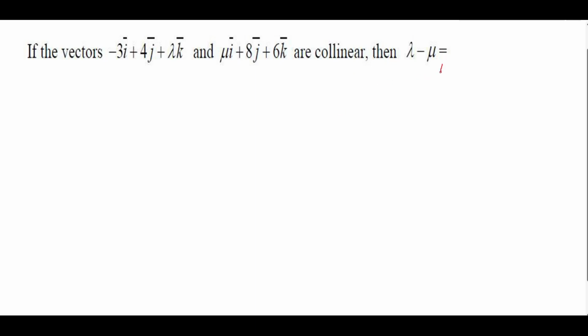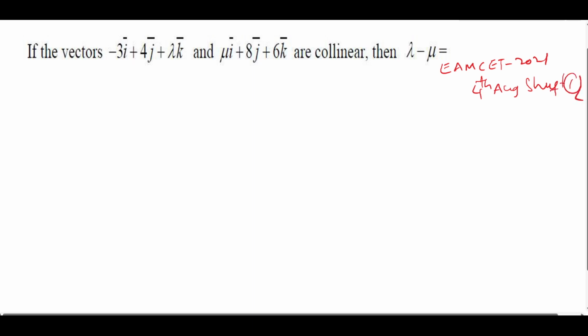This is the first question, Eamcet 2021, 4th August shift 1 question. If the vectors minus 3i plus 4j plus lambda k and mu i plus 8j plus 6k are collinear, then the value of lambda minus mu is dash.